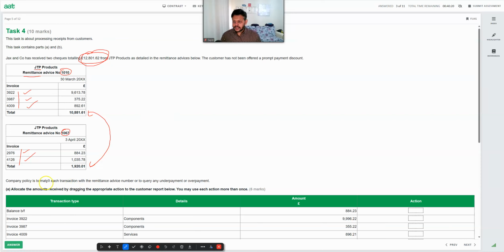Now it says company policy is to match each transaction with the remittance advice number or to query any underpayment or overpayment. So of course I need to check. I cannot just believe all these invoices. I just don't want to believe that all these invoices they are saying are actually paid. As a bookkeeper, I need to check one by one, like how much was the invoice for 3922, whether this amount is correct, this amount is correct. I need to check myself. So now I want to go down and check based on my record.